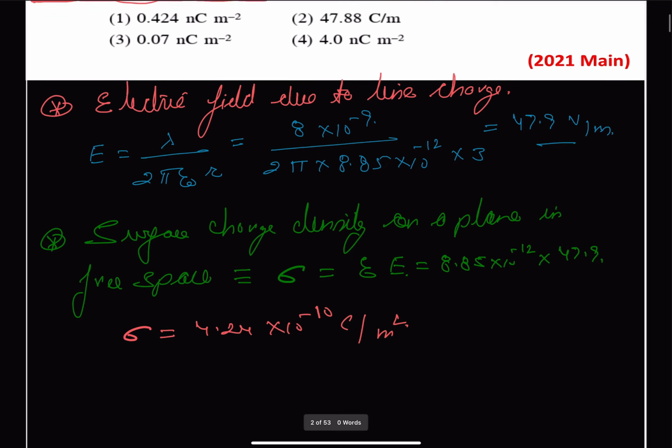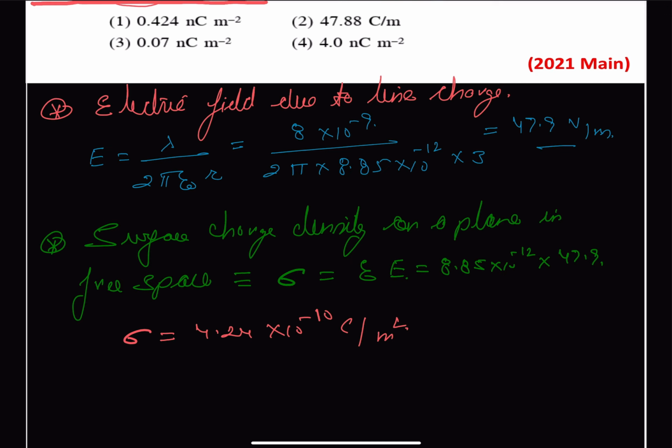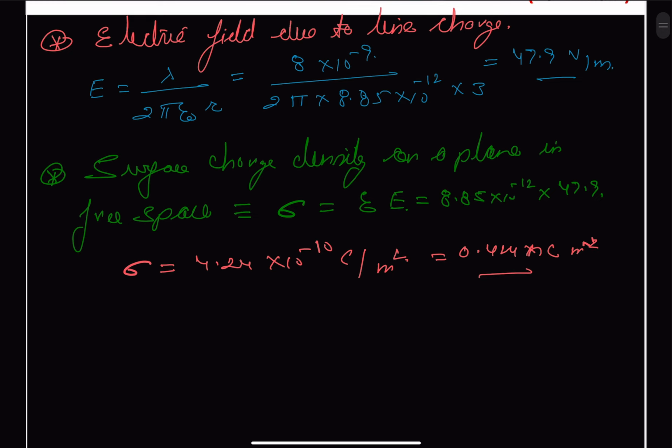And in nanocoulomb, this will become 0.424 nanocoulomb per meter square. So option number 1 is the correct one. Next question.